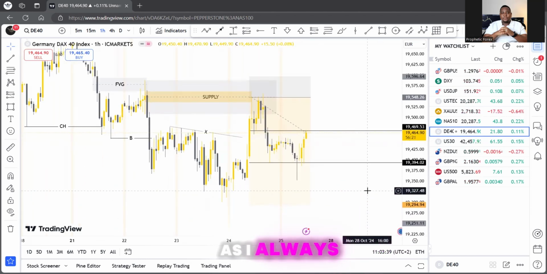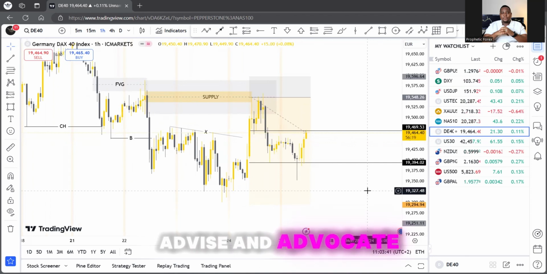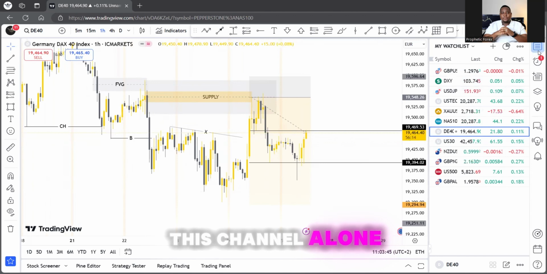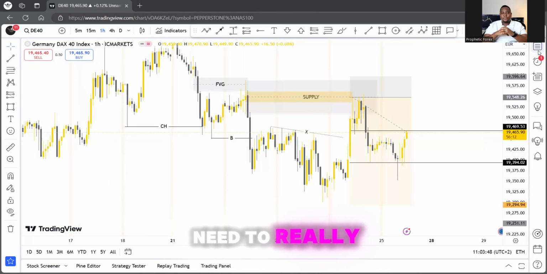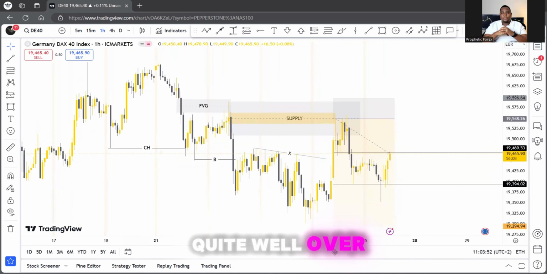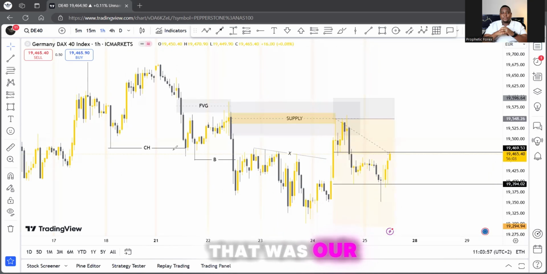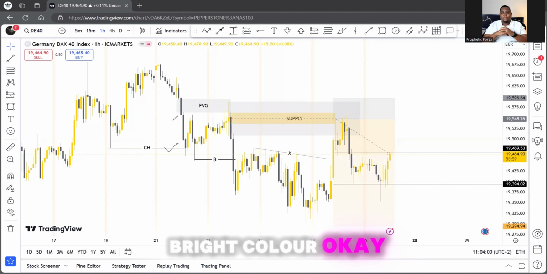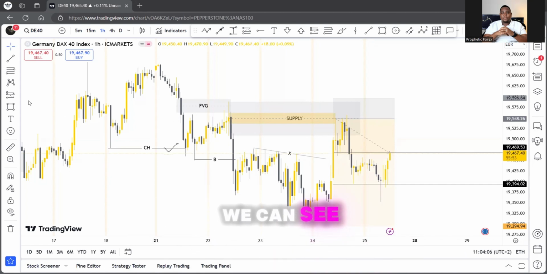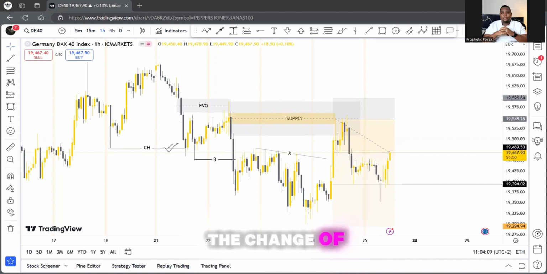So the first thing, as I always advise and advocate when it comes to the trading space and just on this channel alone, is that we need to really follow the trend. And as you can see, I've labeled the trend quite well over here, in the sense that we can see the last higher low, that was our change of character. Let me just use a nice bright color. Okay, so we did have a good change of character over here. This is the change of character.